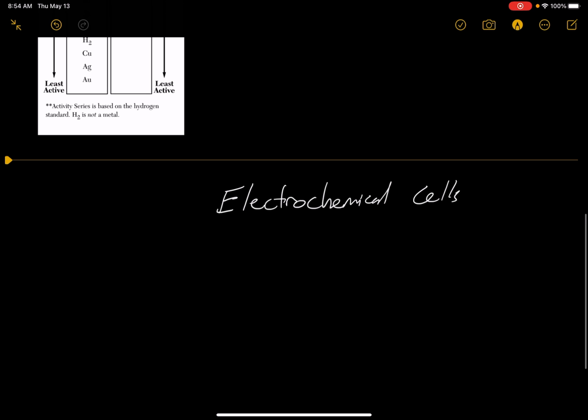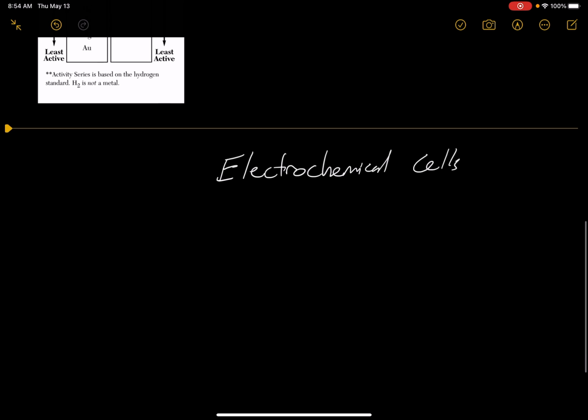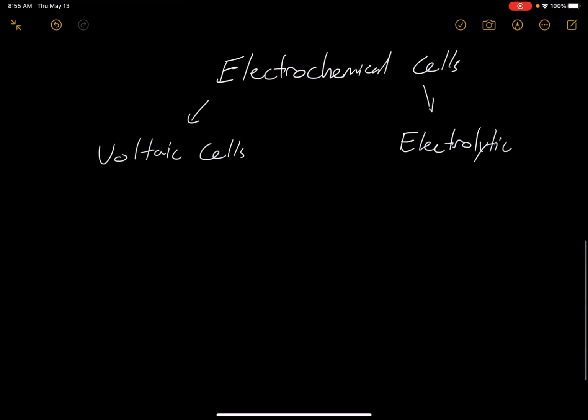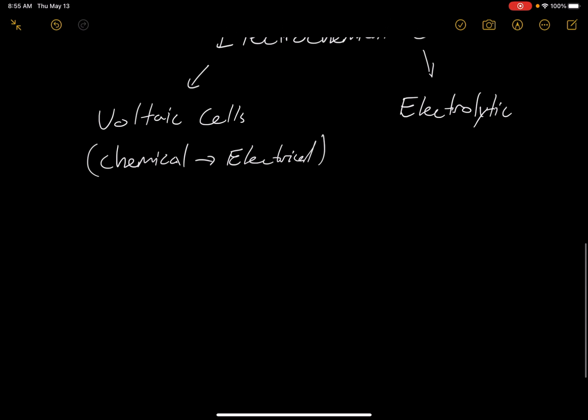electrochemical cells. So electrochemical cells utilize electrical energy in different ways. There's two types of electrochemical cells. The one that we focused on first was voltaic cells, and then the other one is electrolytic cells. We haven't talked about those yet, but we'll get there. Voltaic cells take chemical energy and they convert it into electrical energy.